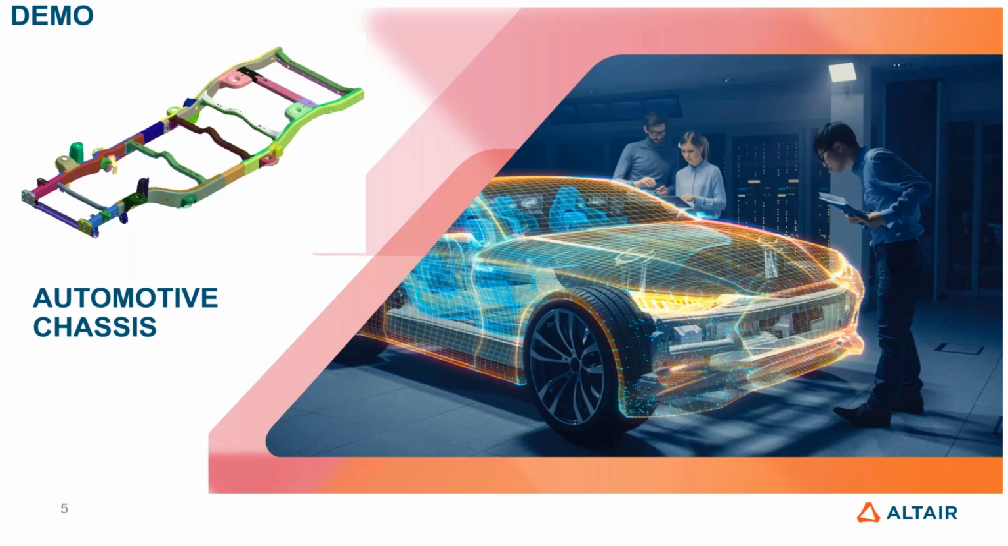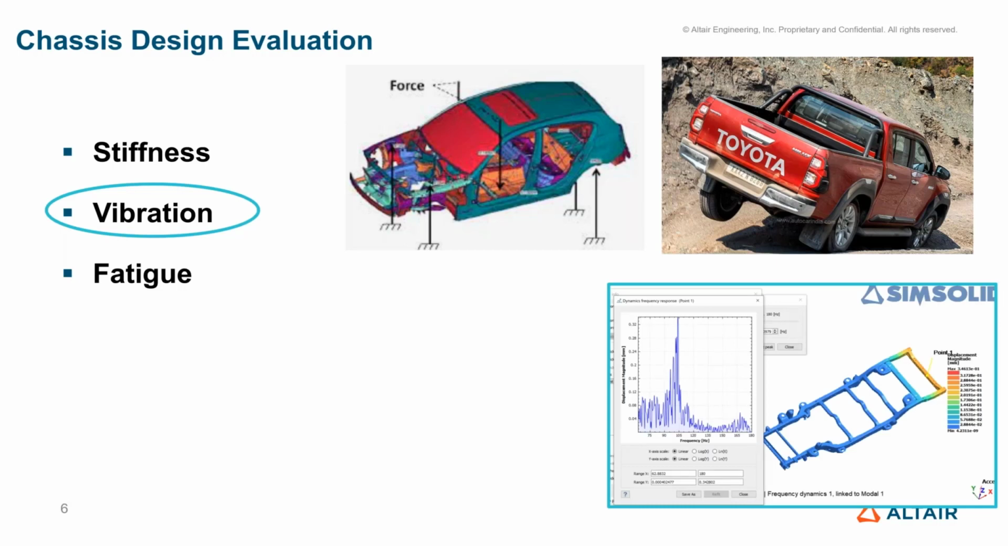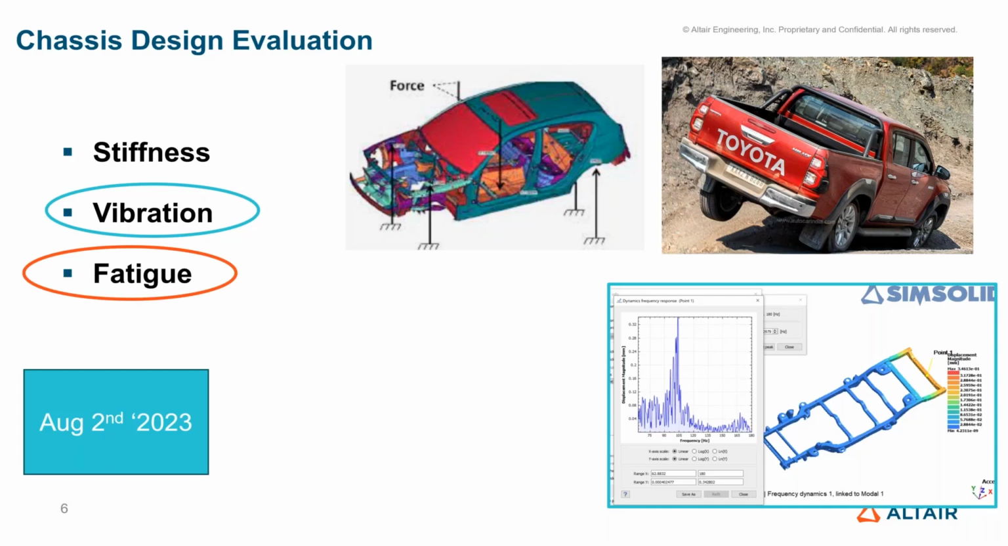Today we'll be seeing a demo on an automotive chassis model. For chassis design, the most important performance evaluation simulations are stiffness evaluation, vibrations, and fatigue. These are the main evaluations which have a huge impact if we learn about them in the early design phase. Today we are not going into much detail on stiffness or vibration. You can perform vibration simulations using SimSolid, but we will see that in our next session, next week, on August 2nd. In today's session, we'll concentrate on the fatigue simulations.